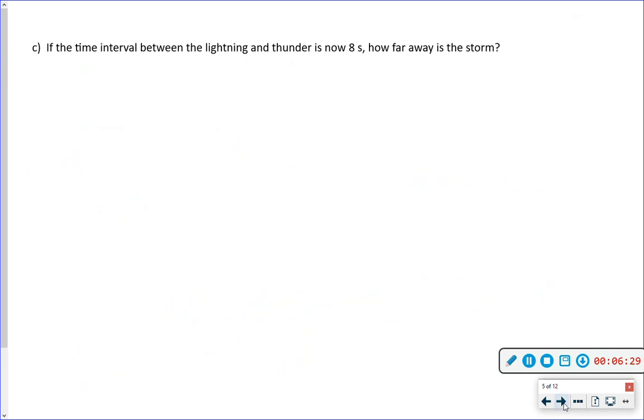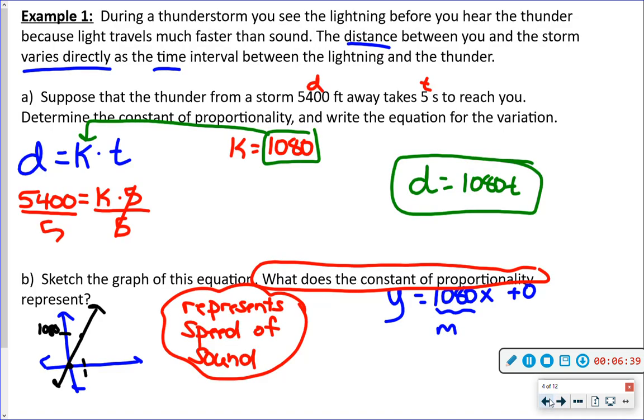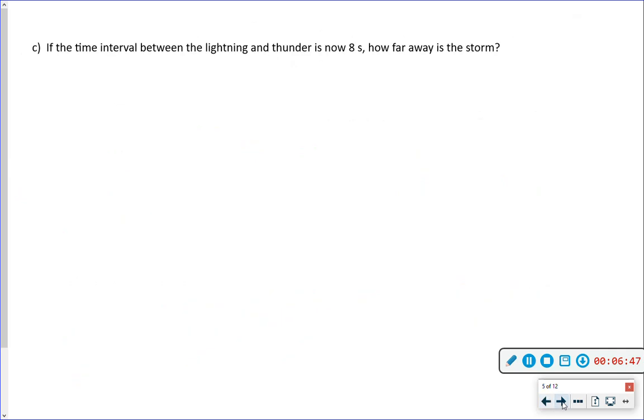Okay, so C, I could put it all in the same slide here. If the time interval between the lightning and the thunder is now 8 seconds, how far away is the storm? So all I'm going to do is go back to my green equation and swap out the time. They give you 8 seconds, and I'm going to have to punch that in my calculator: 1,080 times 8 for the final answer. Maybe I already did it. Of course, I typed that in earlier. You get 8,640 feet.